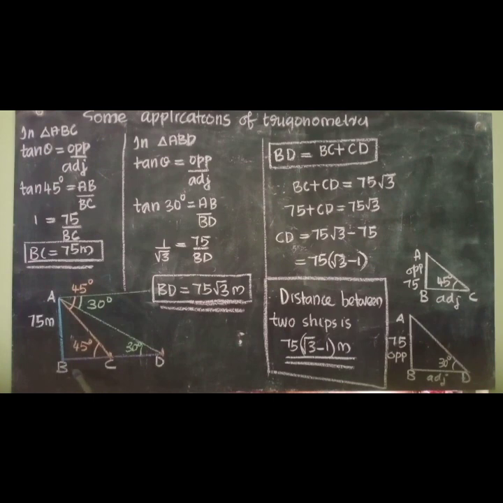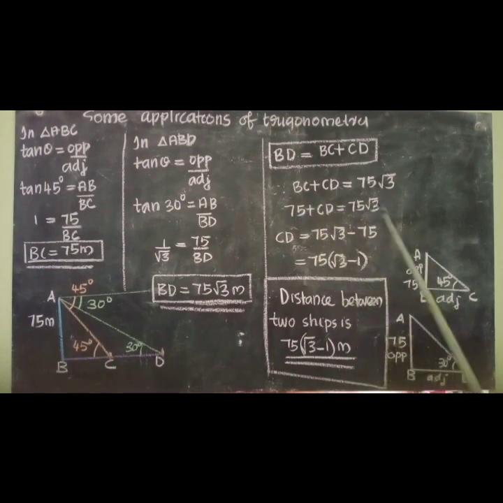BD equal to BC plus CD. So we can write BD equal to BC plus CD. Here this BD we can replace by BC plus CD. We get BC plus CD equal to 75 root 3. In this BC we know. We have proved BC equal to 75 meter. So we get 75 plus CD equal to 75 root 3.